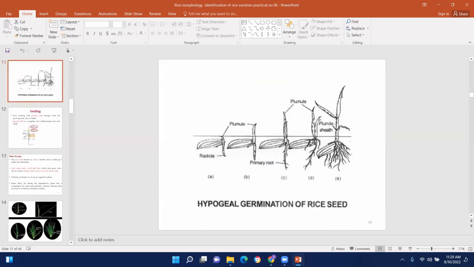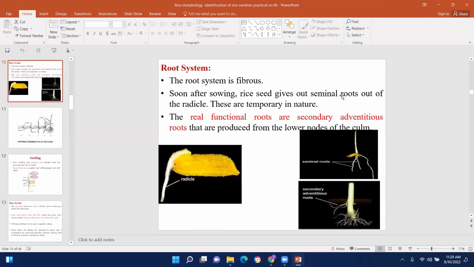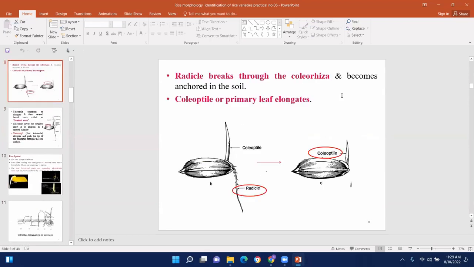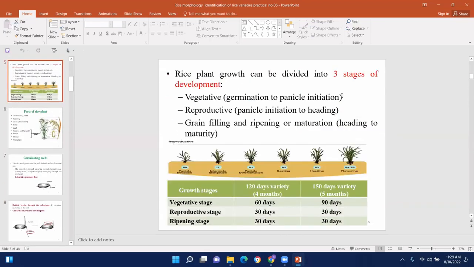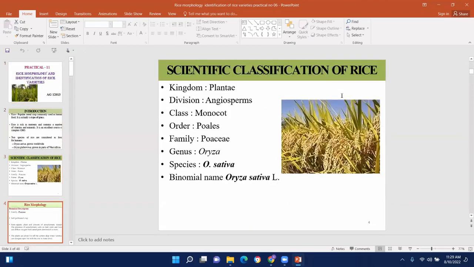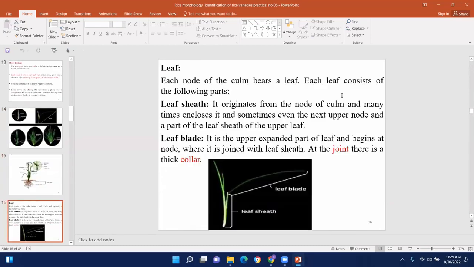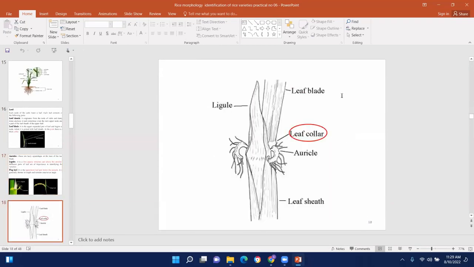Okay, now we will see another thing. Here also there is some structure. You can see the leaf sheath and ligule. This one is the ligule. This is the auricle. Then the leaf blade.